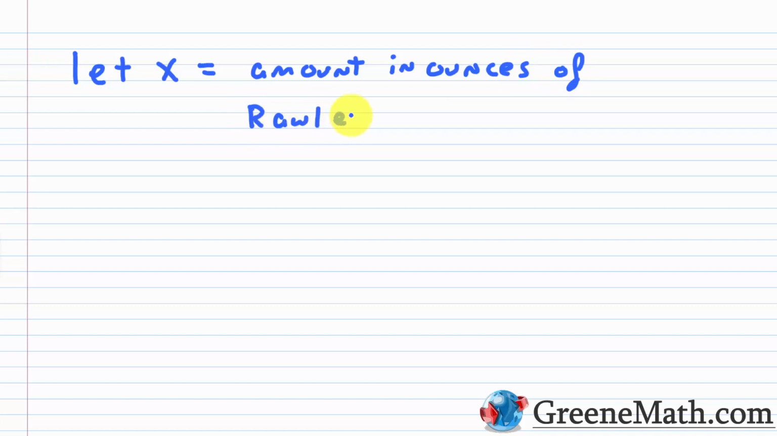So let's let x be equal to the amount in ounces of, we'll just go ahead and say Rowlet mixed nuts used, okay? Now, because the total mixture in the end is 24 ounces, we know that if we subtract away x, again, the amount in ounces of Rowlet mixed nuts used, what's going to happen is 24 minus x can represent the amount of the True Nut mixed nuts that's going to be used, right?